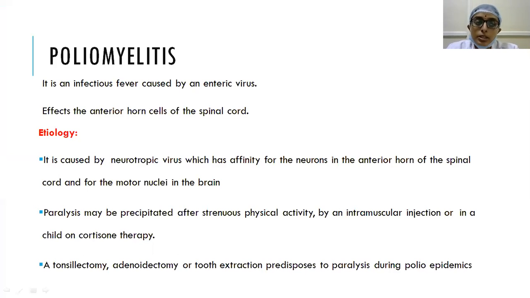Coming to the etiology, it is caused by a neurotropic virus, which has an affinity for the neurons in the anterior horn of the spinal cord and the motor nuclei in the brain. Whenever this condition persists, there is a hypothesis that paralysis may be precipitated after strenuous activity, after an intramuscular injection, or in a child on cortisone therapy who is immunocompromised. Sometimes during epidemics, tonsillectomy, adenoidectomy, or tooth extraction also predispose to paralysis.